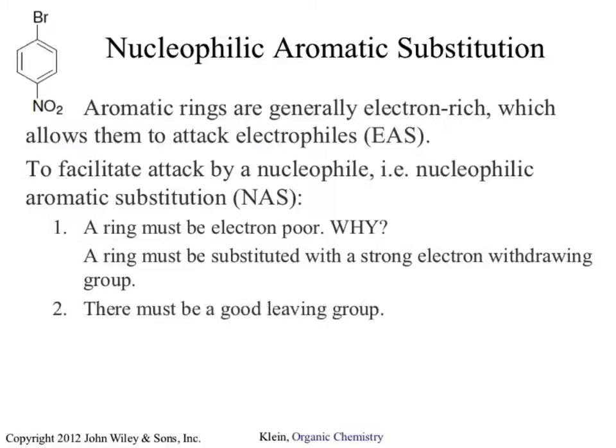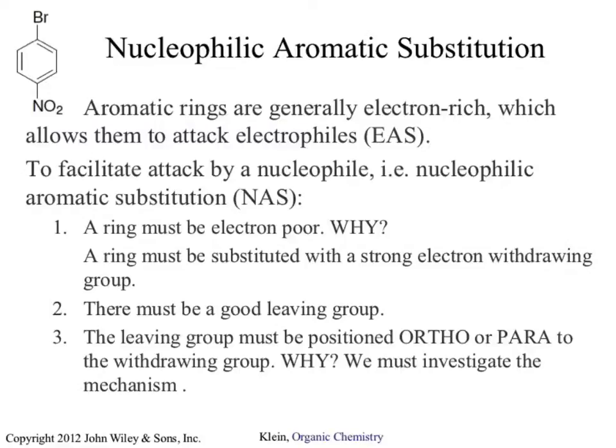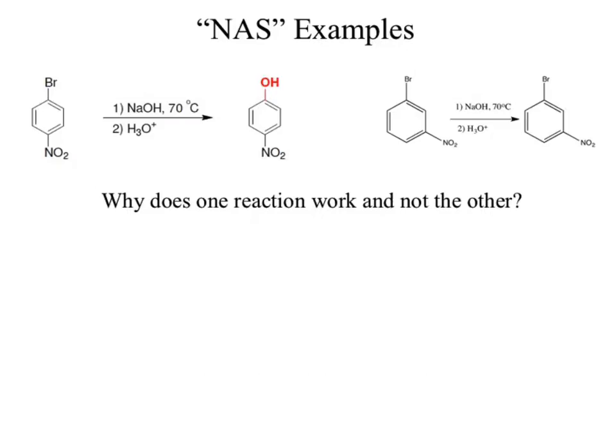Okay. We have to have a good leaving group. This is really only going to happen with our halogens, bromine and chlorine. Okay? And we must have that leaving group located at the ortho or para position to the withdrawing group. Okay? If it was meta, no reaction occurs. To figure that out, we have to know what's going on with the mechanism. So let's take a look at a couple results here. Okay? We started with these two experiments. Only one of them produces a product.